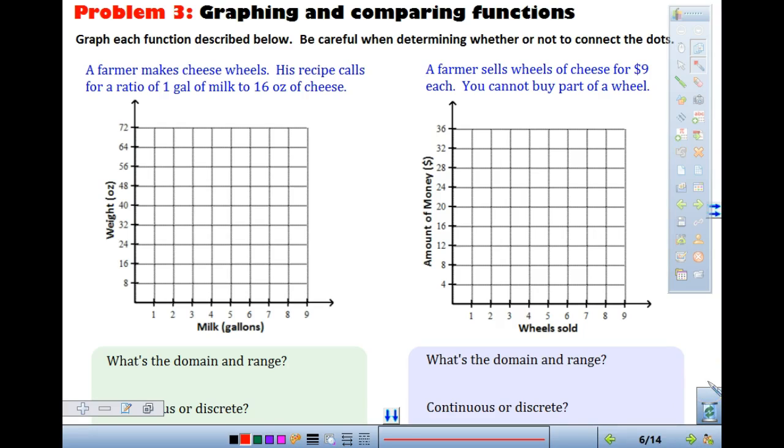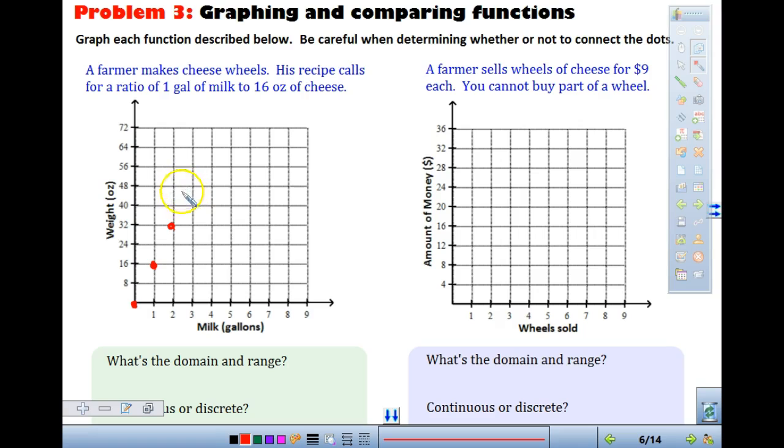So the next part that you're going to be asked in your homework, and this is like number 23, it says make a graph that is described below. Be careful when determining whether or not to connect the dots. So the first one, the farmer's making a cheese wheel. His recipe calls for the ratio of 1 gallon of milk to 16 ounces of cheese. So he uses no milk, right? Zero gallons of milk, 0 ounces made. He uses 1 gallon, 16 ounces. Please graph, check with your shoulder partner. At 2 we're at 32, right?